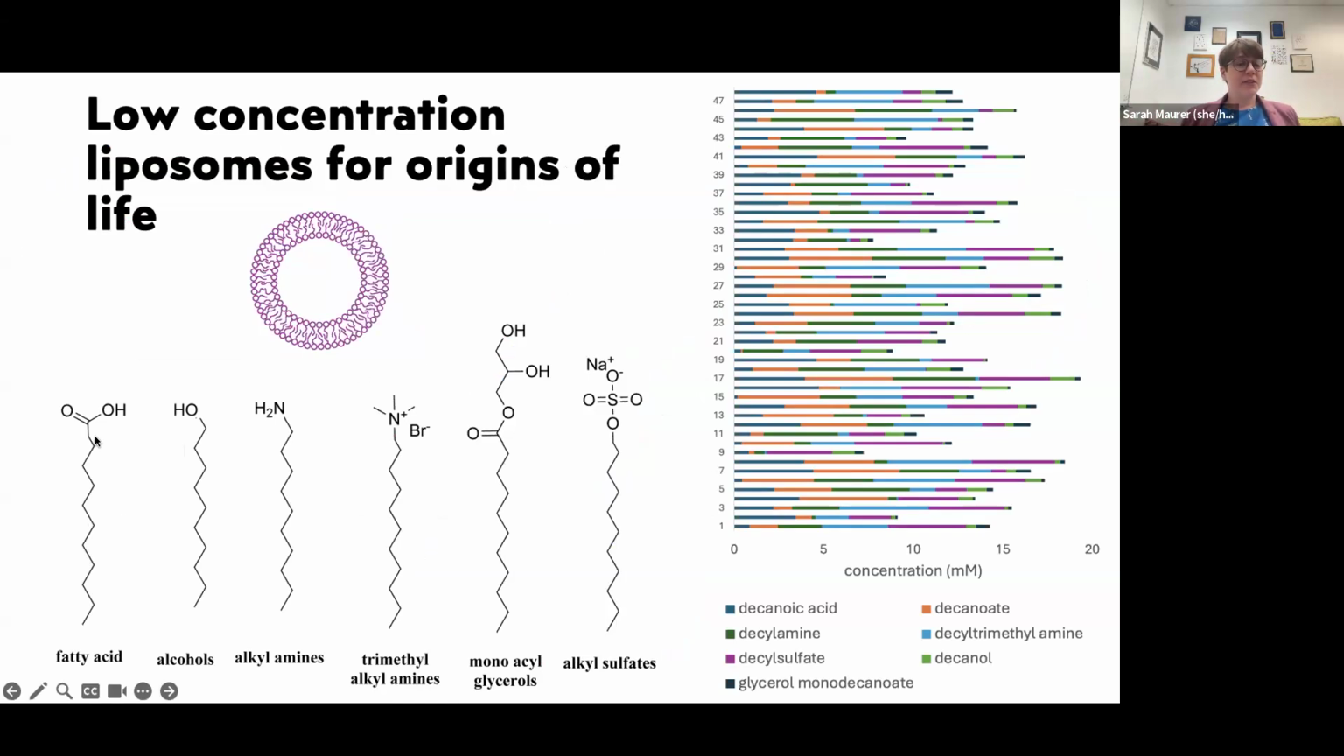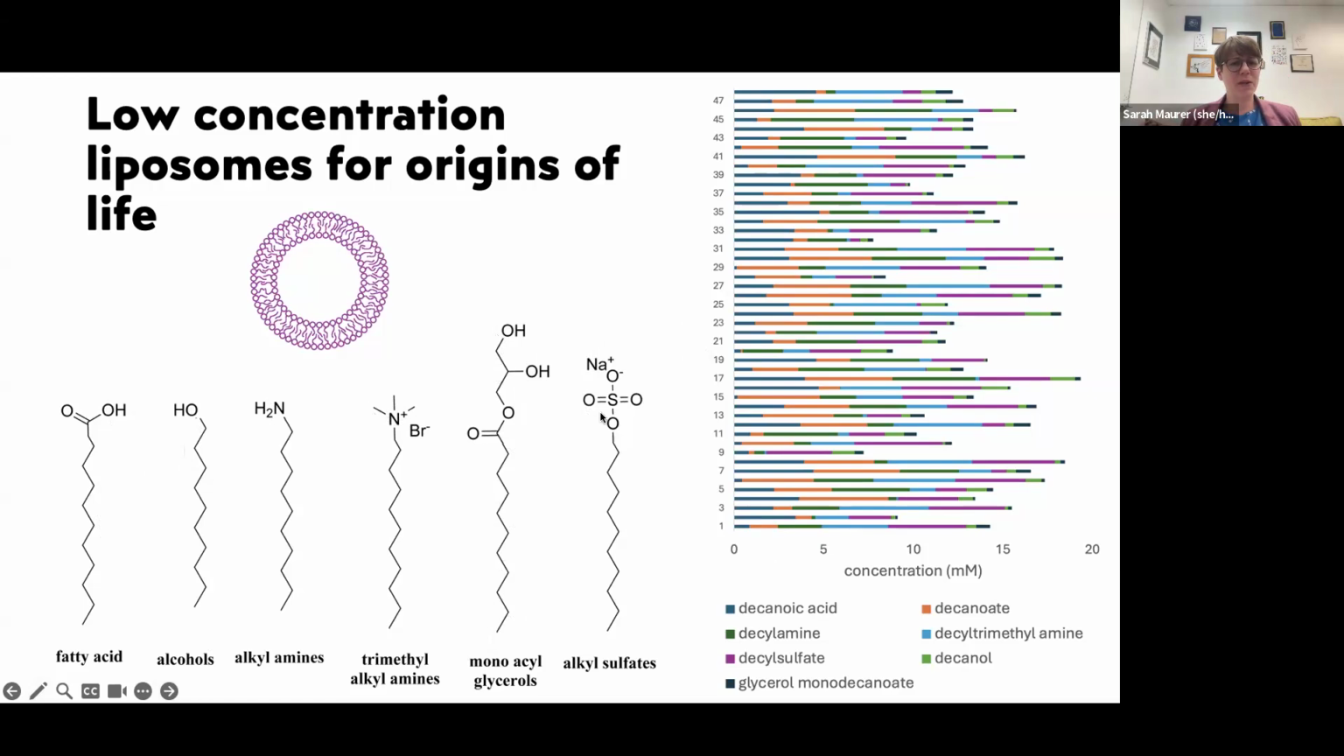So our amphiphiles that we've started with are fatty acid, and here we're using the 10 carbon amphiphiles. We also have the 8 carbon amphiphiles, but we haven't had time to test those yet. And we are counting decanoic acid, the protonated form of the fatty acid, as separate from decanoate, the deprotonated form. So this one molecule is kind of like 2 of our different amphiphiles. We have decanol, decylamine, trimethyl, so primary versus quaternary, the GMD that I was talking about in that last slide, and then decyl sulfate.